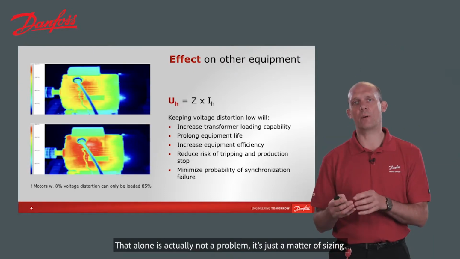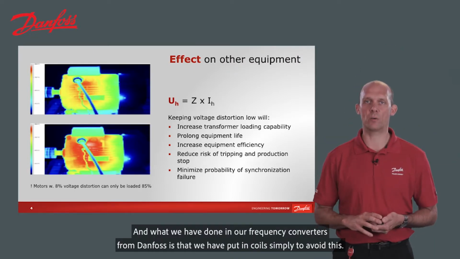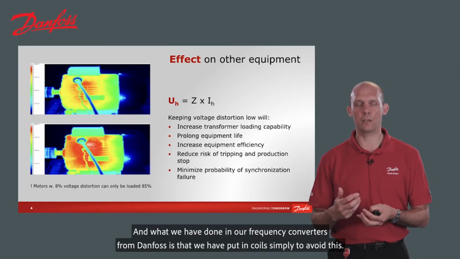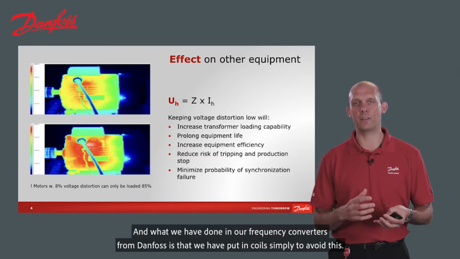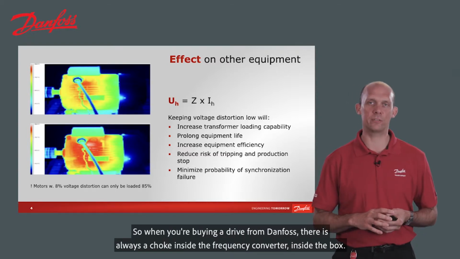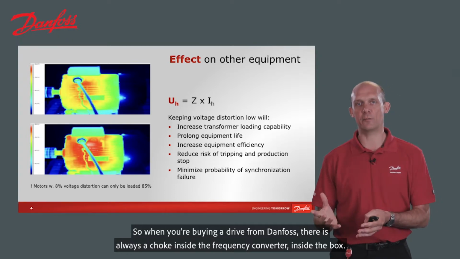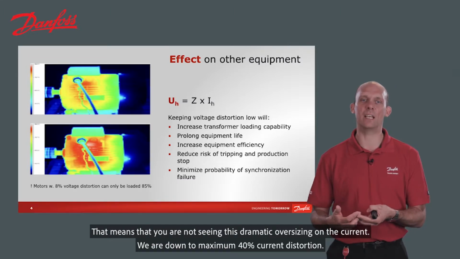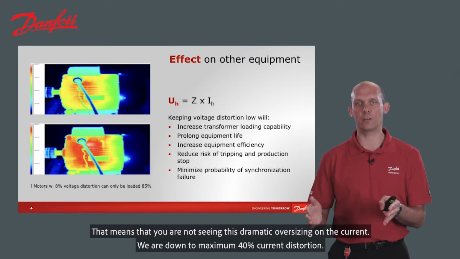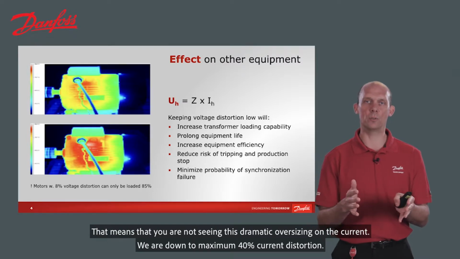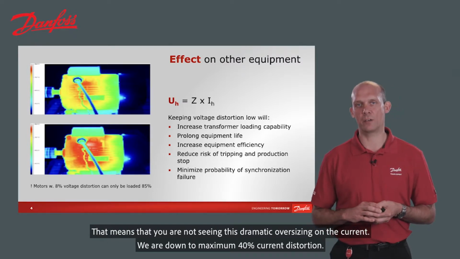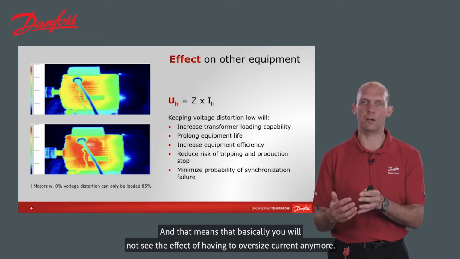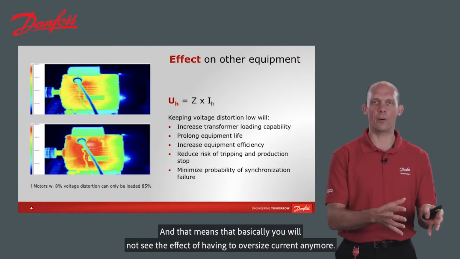That alone is actually not a problem. It's just a matter of sizing. And actually what we have done in our frequency converters from Danfoss is that we have put in coils simply to avoid this. So when you're buying a drive from Danfoss, there is always a choke inside the frequency converter, inside the box. And that means that you are not seeing this dramatic oversizing on the current. We are down to maximum 40% current distortion. And that means that basically you will not see the effect of having to oversize current anymore.